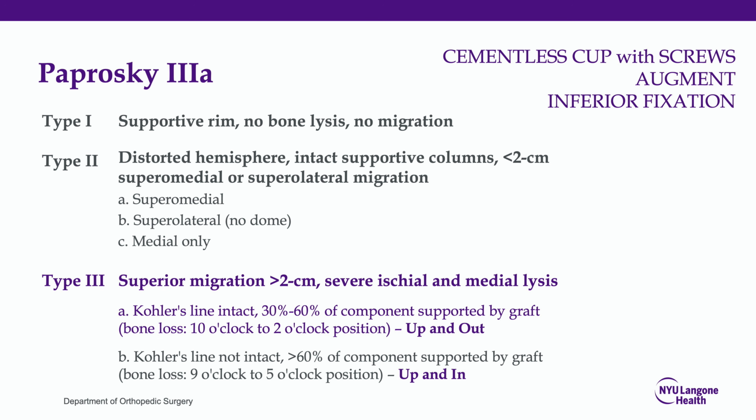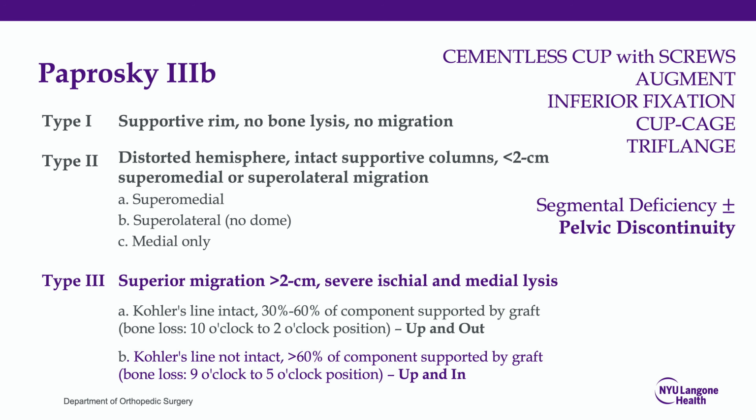If you have greater than 2 centimeters of proximal migration and you've got ischial bone loss and medial lysis, if Kohler's line is intact and it's really going up and out, then these cases are often going to require one or more superior augments, and you may have an anterior superior or posterior superior augment. Because of the superior deficiency, they're going to need inferior fixation to avoid the acetabular component ripping out and going out laterally again.